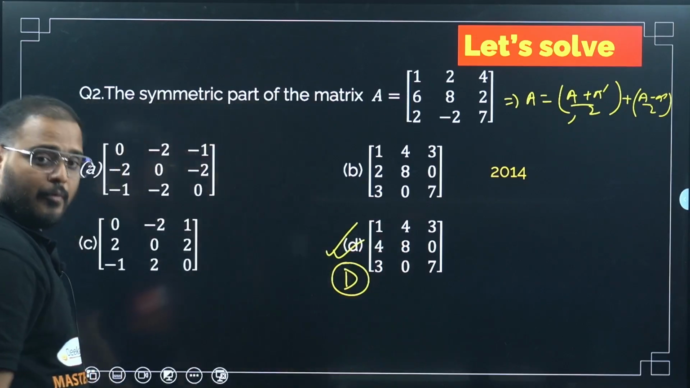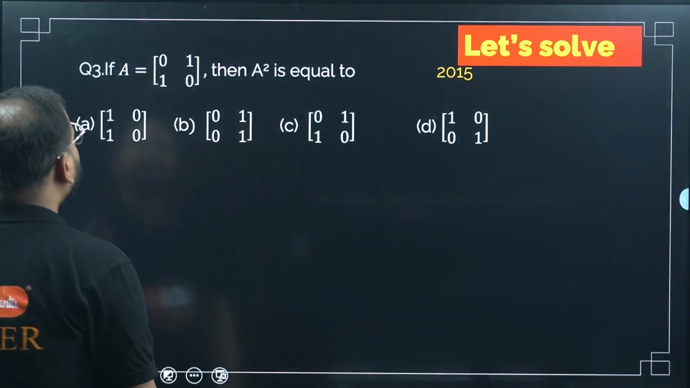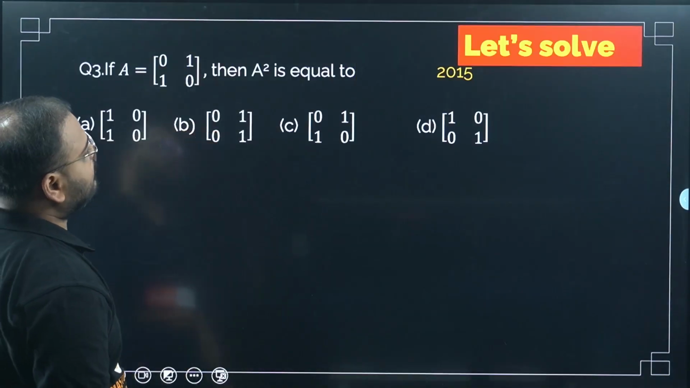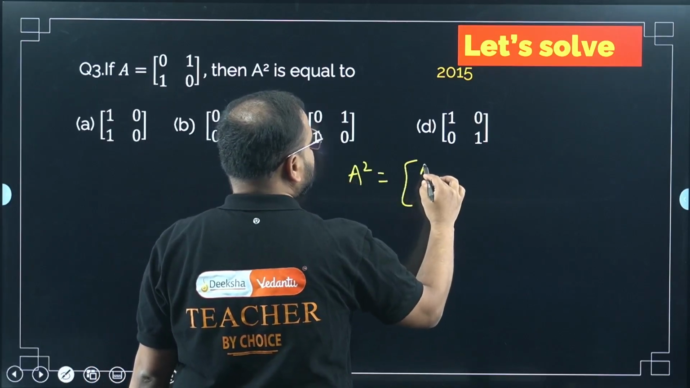Simple question. Very simple question. Let's move on to the next problem. What does it say? Third one. A is given like this. Find A square. So let's do A square. What is A square? Simply multiplication. So what is the matrix?